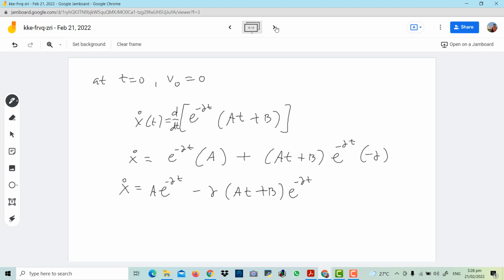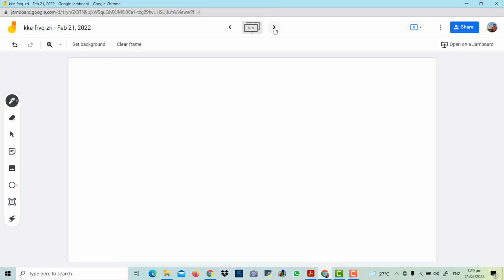If I factor out the e to the minus gamma t, what remains is a minus gamma at minus gamma b. Okay? This is my velocity as a function of time, e to the minus gamma t times a minus gamma at minus gamma b. And take note, at time equals 0, x dot is just equal to 0 because your initial velocity is equal to 0.